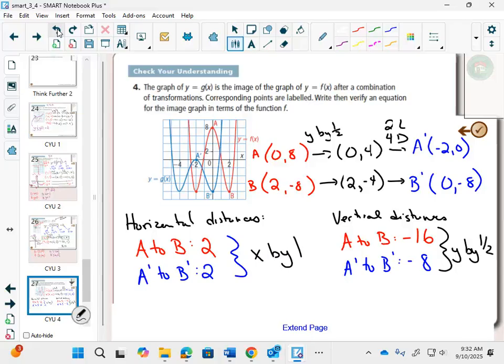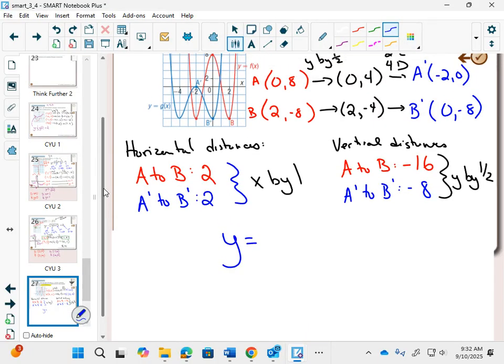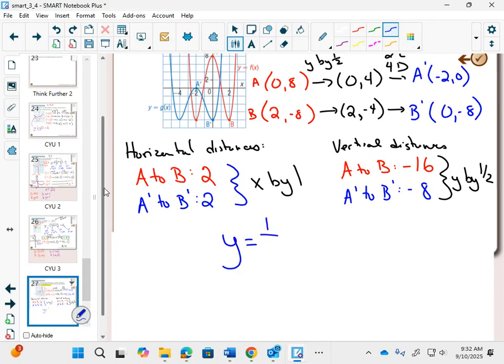So now, can we write and then verify an equation for the image graph, here's that language again, in terms of the function f? That means we need an equation, so it has an equal sign. We're going to need to have f on the right. If we look at everything that's happened, the y by half is outside the function, here's f. Anything inside the function? Yes, 2 to the left. X's are liars. f of x plus 2. 4 down, outside the function, -4.